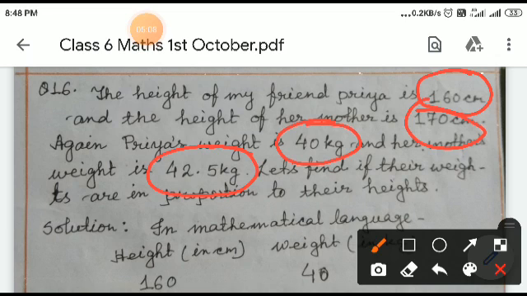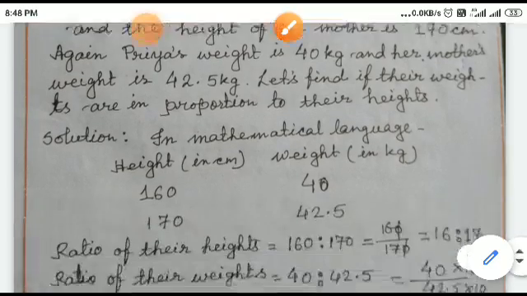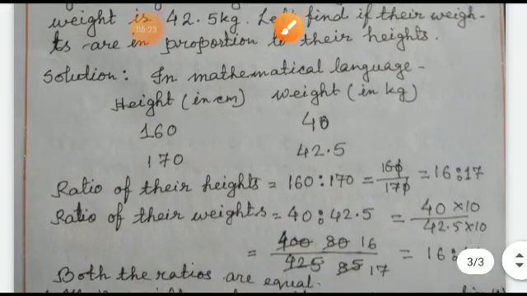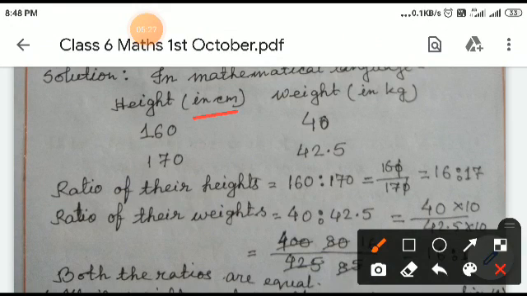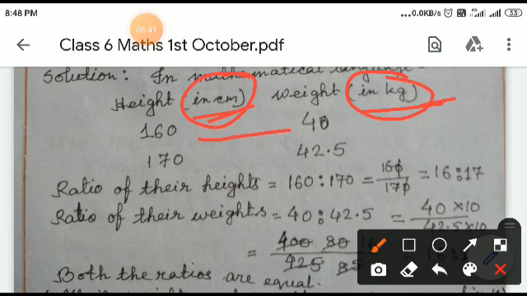By finding the ratio between their heights and their weights, we have to find if their height and weight are in proportion. Now, framing the problem in mathematical language, we have height in centimeters and weight in kilograms. Now, the height of Priya is 160 centimeters and her weight is 40 kilograms. The height of her mother equals 170 centimeters and her weight equals 42.5 kilograms.